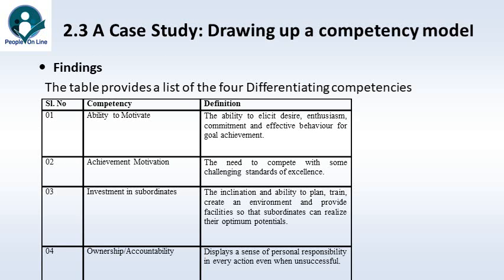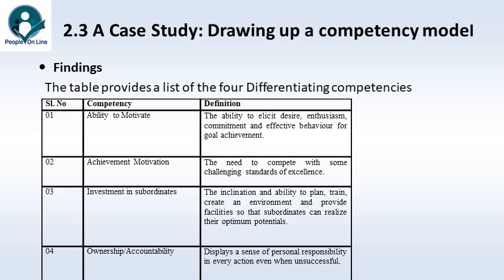Findings. The table provides a list of the 4 differentiating competencies. Number 1, ability to motivate. The ability to elicit desire, enthusiasm, commitment, and effective behavior for goal achievement. 2, achievement motivation. The need to compete with some challenging standards of excellence.